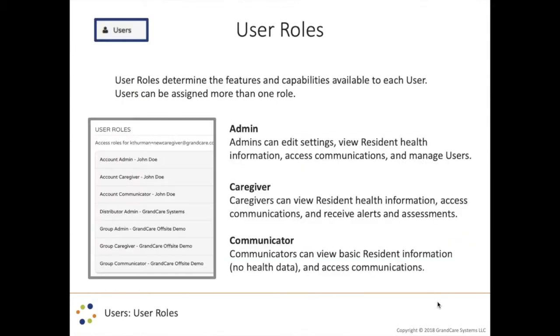So let's take a look at these roles. First of all, there are admin roles, or administrative roles, and they can edit settings, view resident health information, access communications, and also manage users. Caregivers can't do all those things. They can view resident health information, access communications, and receive alerts and assessments. And notice, administrators don't receive alerts and assessments. Caregivers can. So that's one thing that the caregivers have over the admins.